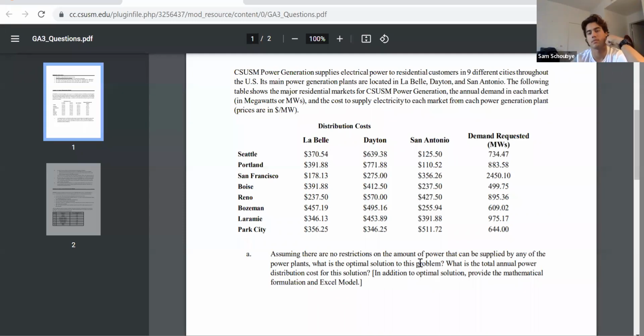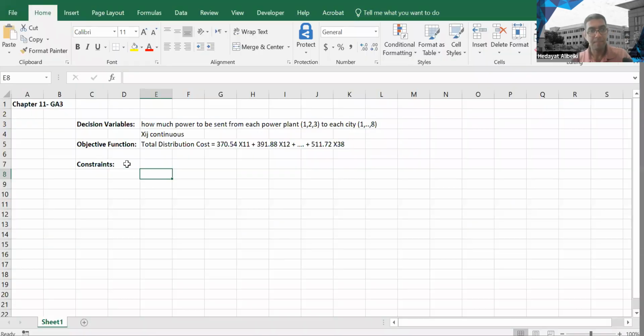And what are the constraints here? The demand. You need to meet the demand, Sam, exactly. The power that you supply to Seattle needs to meet the demand, so you want to send at least this much. The main constraints here are demand satisfaction. You have 8 cities, let's say Seattle: X11 plus X21 plus X31.